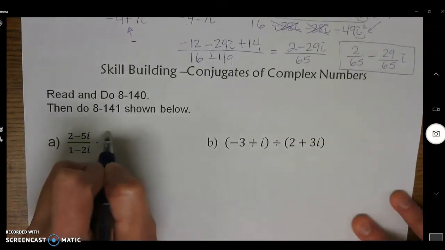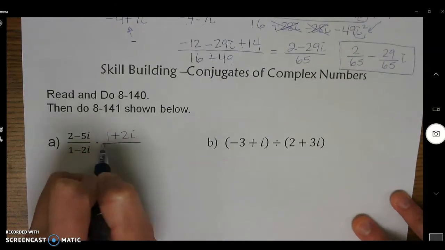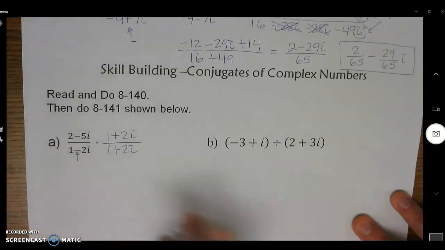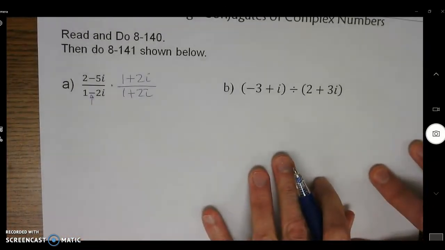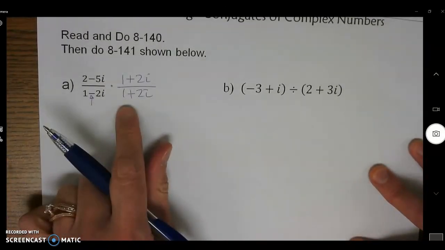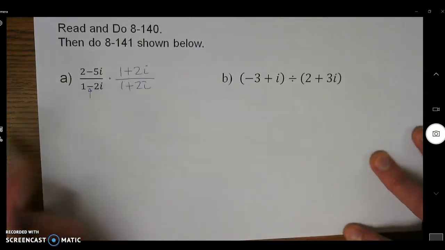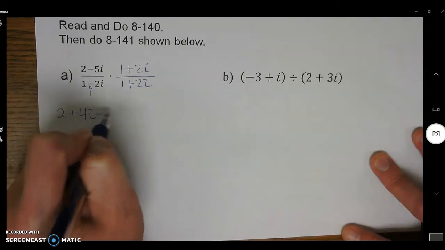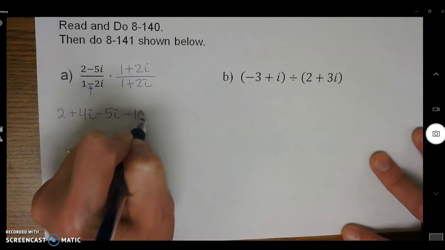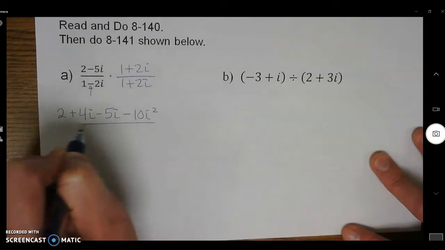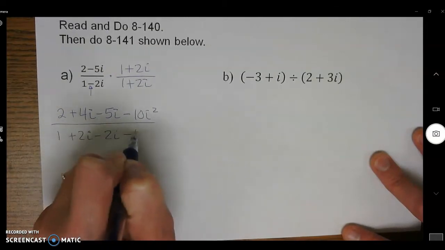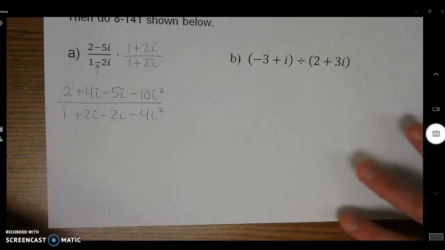Again, we're going to multiply by the conjugate. So the conjugate in this case is the negative sign flipped to a plus. And when we do that, that middle term falls out in the bottom like up above. So here we go again. 2 times 1 is 2, plus 4i, minus 5i, minus 10i squared, all over 1 plus 2i minus 2i minus 4i squared.